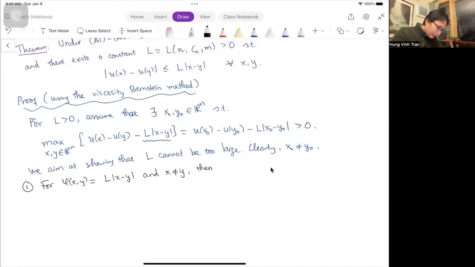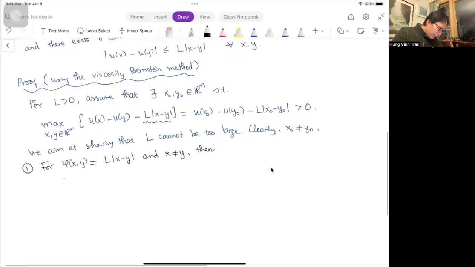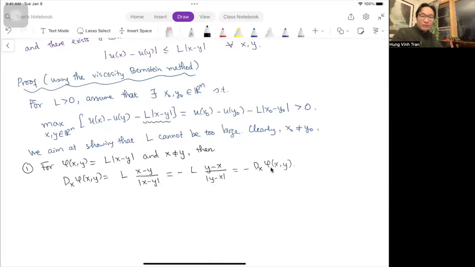Let's compute quickly. The gradient of phi in x is simply L times (x minus y) over its length, right? And as we all notice, this equals minus L times (y minus x) over |y minus x|, which is minus the gradient of phi in y. So it's clear that the first derivative is symmetric, because the function is symmetric in x minus y.